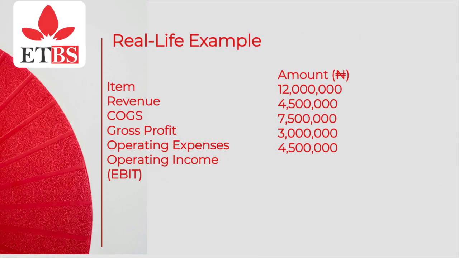Real life example: company XYZ Bakery Nigeria Ltd. Period: Q1 2025. In this course, we will be using item and amount in naira in our table. 1. Revenue 12,000. 2. COGS 4,500,000. 3. Gross profit 7,500,000. 5. Operating expenses 3,000. 6. Operating income, EBIT, 4,500,000. 7. Interest expense 300,000. 8. Taxes 900,000. Net income 300,000.